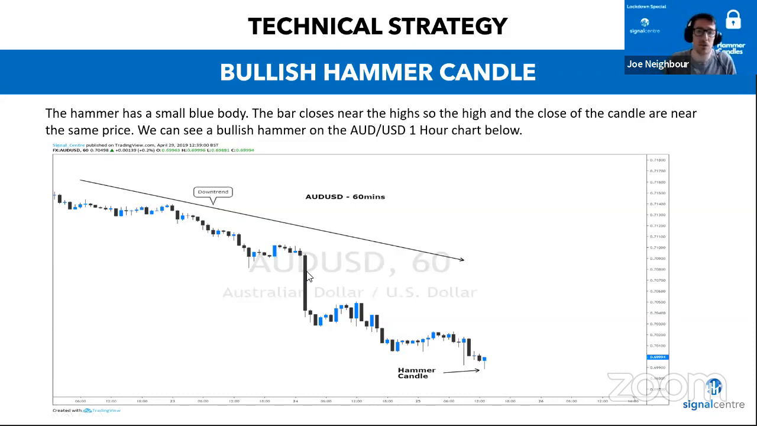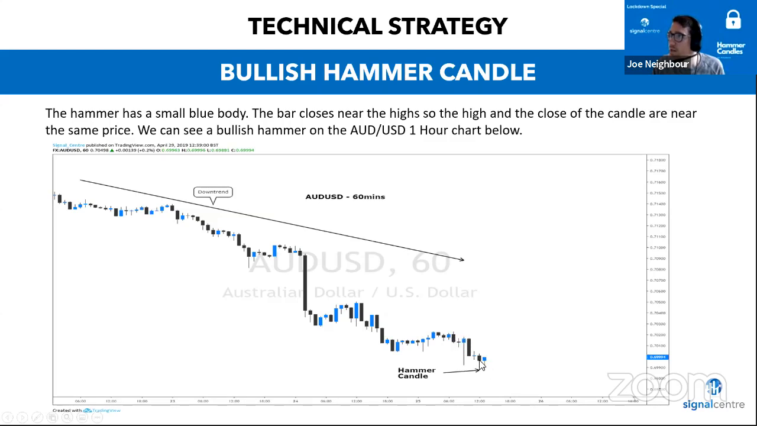Now, let me talk you through a chart here. This is a 60-minute chart on Aussie dollar. It was taken some time ago in steadier times when I originally put together this presentation. The hammer has a small blue body, as you can see on the chart, which has been highlighted here, and the bar has closed near the highs. So the high and the close of the candle are near the same price. We had some bearish candles preceding this hammer candle, and then obviously the formation of this hammer.